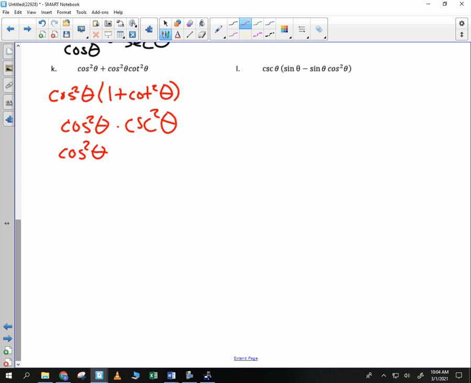Cosine squared of theta over 1 times cosecant. Cosecant is 1 over what? Sine. Anybody remember what cosine over sine is? Cotangent.